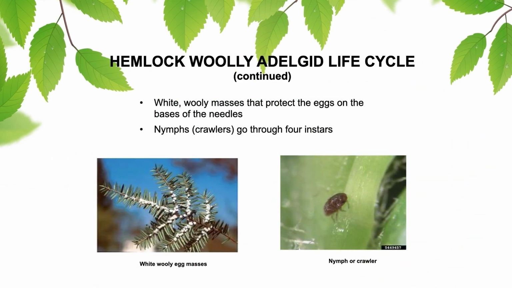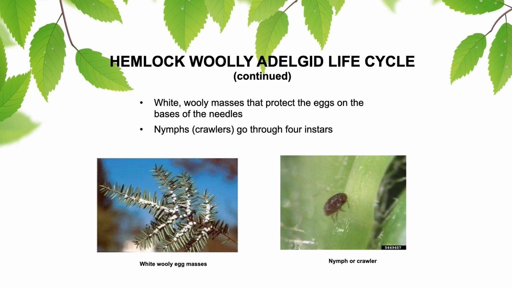Hemlock woolly adelgids may be identified by their white, woolly masses that protect the eggs. The white masses can be found at the bases of the needles. Eggs hatch into nymphs or crawlers. The nymphs go through 4 instars before they become adults.